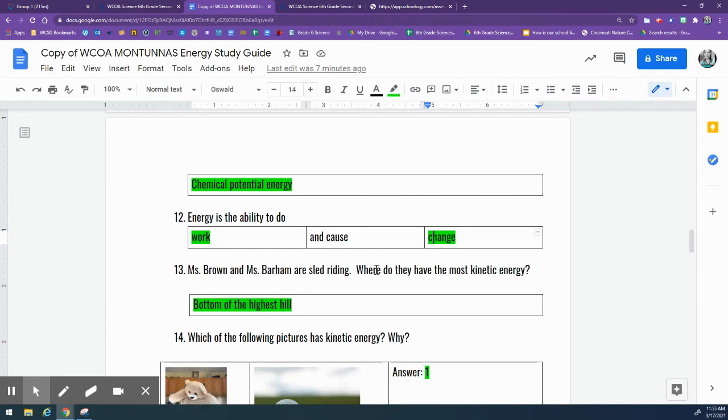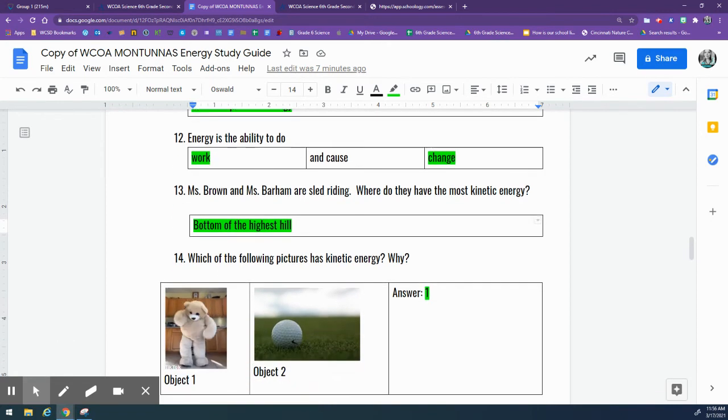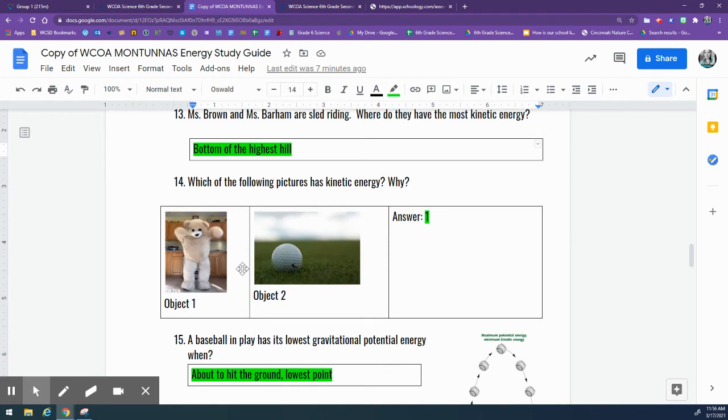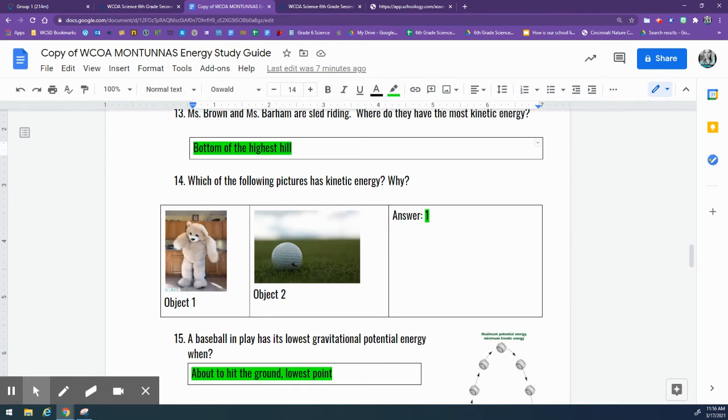Miss Brown and Miss Barham are sled riding. Where do they have the most kinetic energy? At the bottom of the highest hill. Which of the following pictures has kinetic energy? And that would be the dancing bear or object 1, because it is moving.